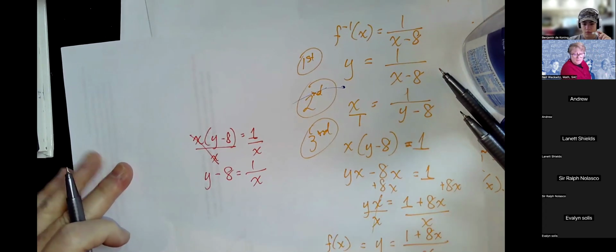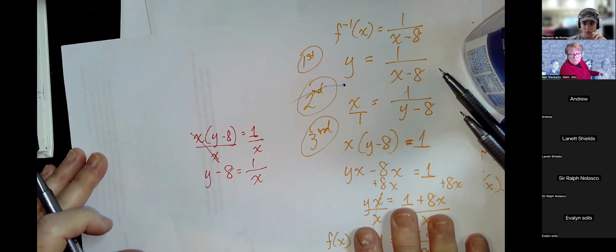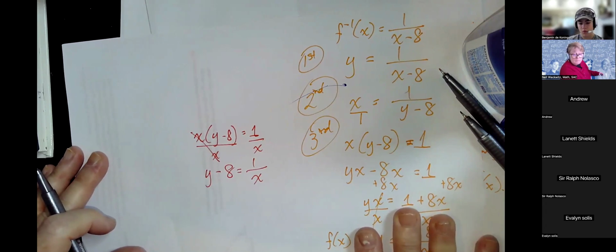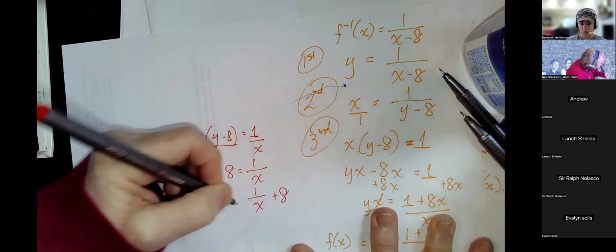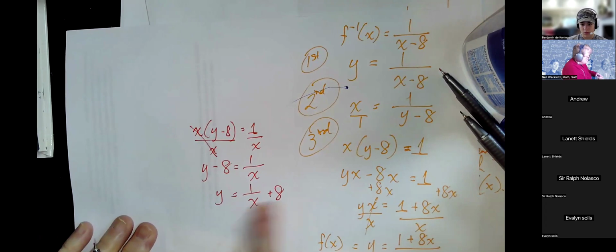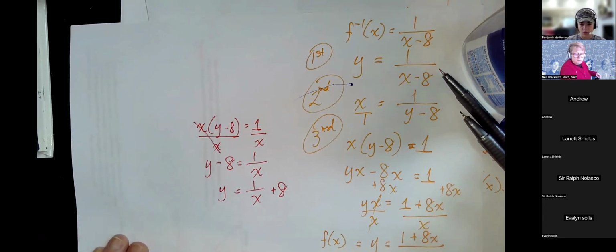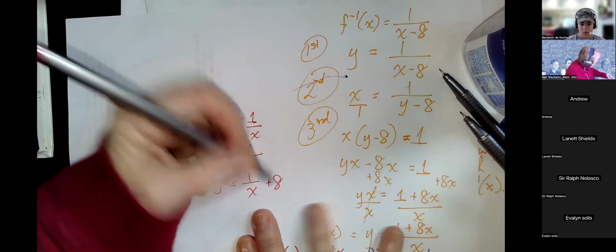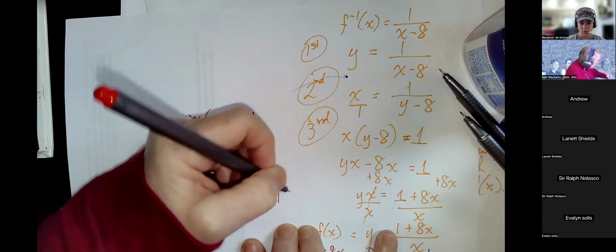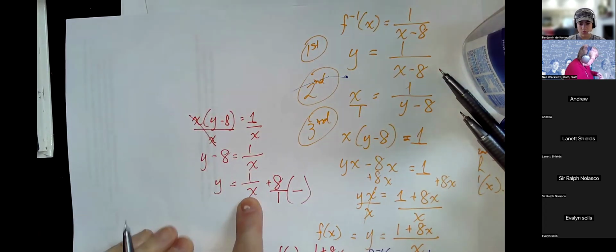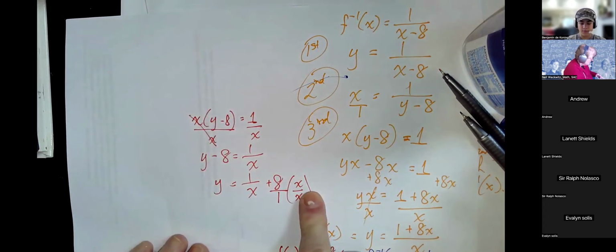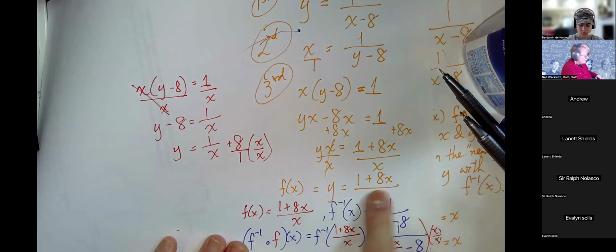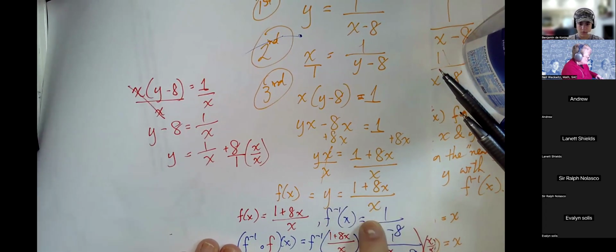And then to solve for y, add 8 to both sides. So we have 1 over x plus 8 equals y. But now we have to get a common denominator and combine the fractions. So we have to write 8 as 8 over 1. The denominator that we're looking for is x, so we have to multiply 8 over 1 by x over x. It's not that much extra work, and we're still going to end up with 1 plus 8x over x.